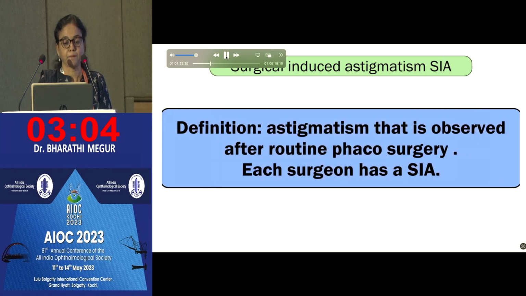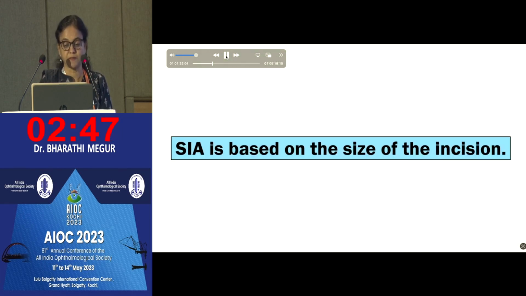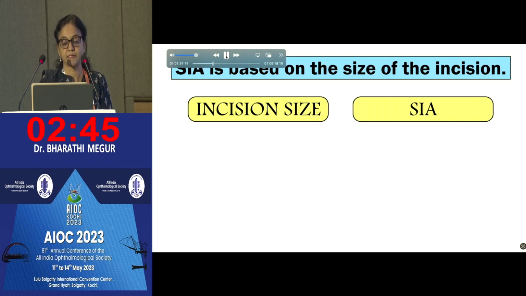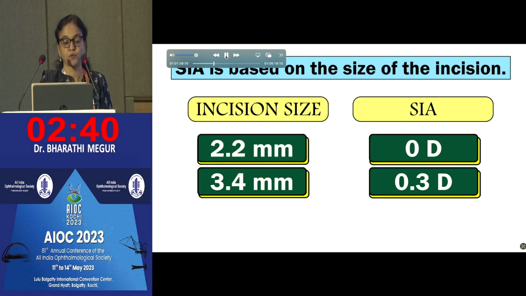Coming to the second important aspect, surgical induced astigmatism, the astigmatism that is observed after routine phacosurgery, each surgeon has a surgical induced astigmatism. Over a period of a decade or so, it has been observed that it is based on the size of the incision, and generally when you are a temporal phacosurgeon using a 2.2 to 2.8 millimeter incision, you are inducing almost negligible astigmatism, or around 0.1 diopter of astigmatism.